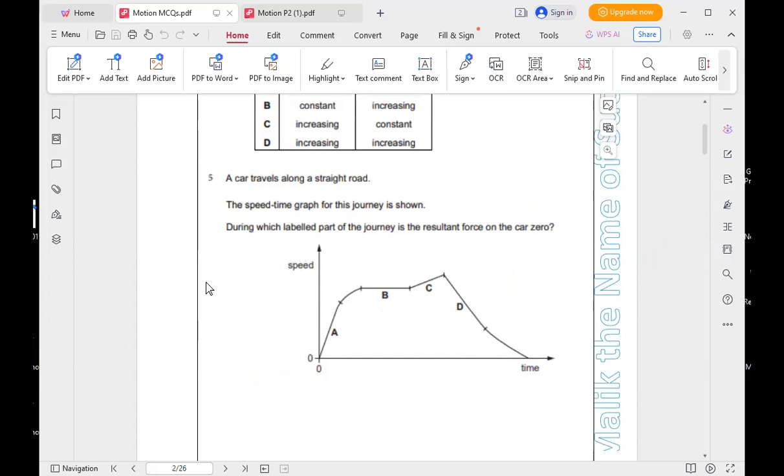It means that when the resultant force is zero, the object has two conditions. Number 1, it stays at rest, or number 2, it moves with constant speed. It means they want to know where the constant speed is in the graph, because they already told us the resultant force will be zero.